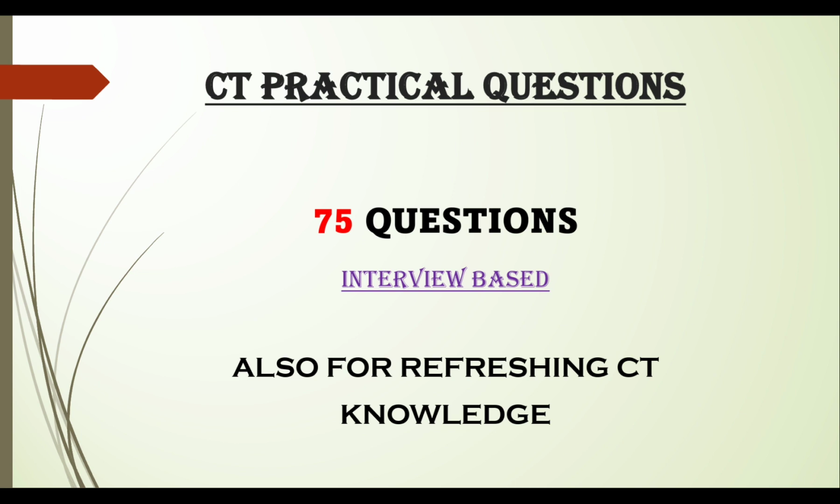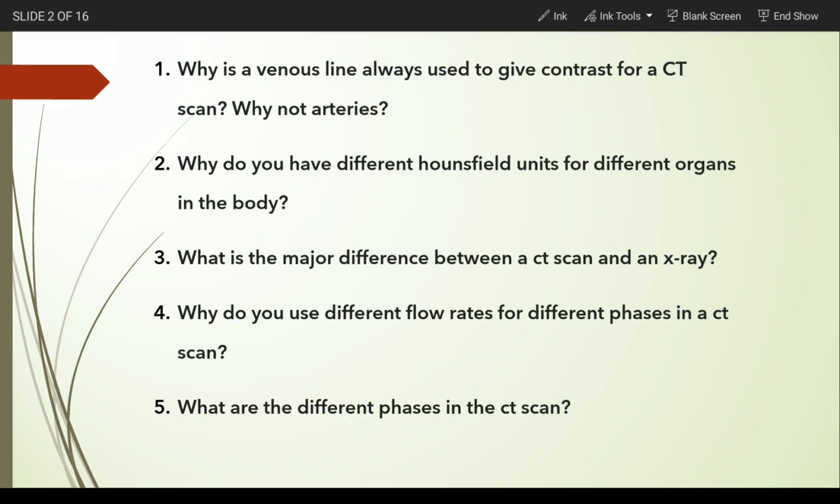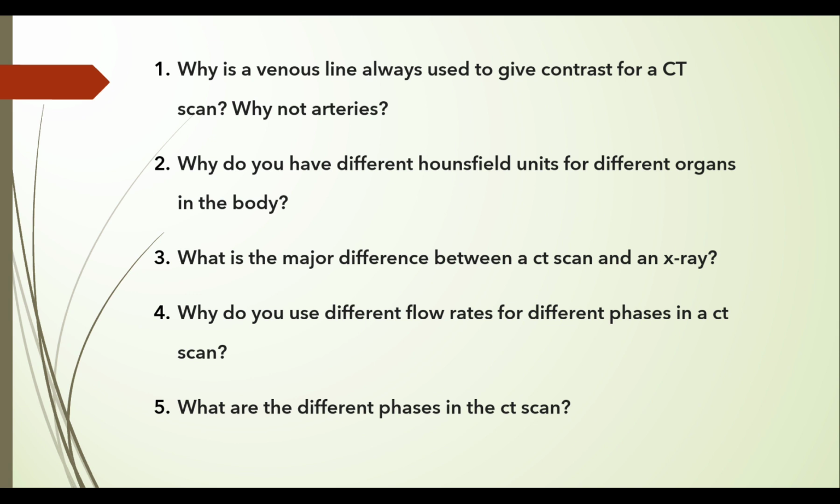CT practical questions. 75 questions. Interview based. Also for refreshing CT knowledge. Why is a venous line always used to give contrast for a CT scan? Why not arteries? Why do you have different Hounsfield units for different organs in the body?